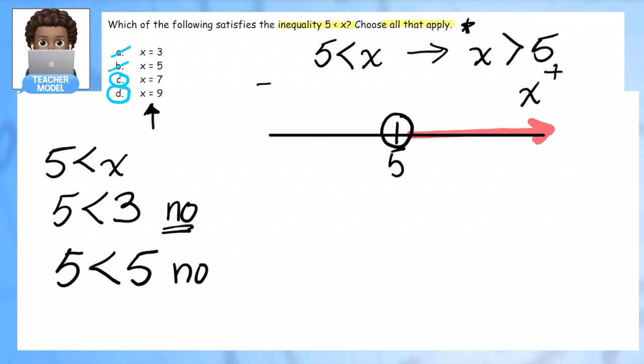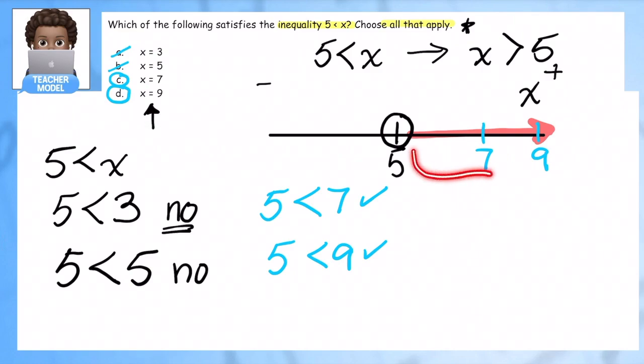The only 2 that would be correct are 5 is less than 7. That is a true statement. 7 would be in this area right over here. And 5 is less than 9 would also be true. And those numbers are within this set, every single number or value that is greater than 5. All right, Math Marbles, let's hit pause and jot this down into your notes.